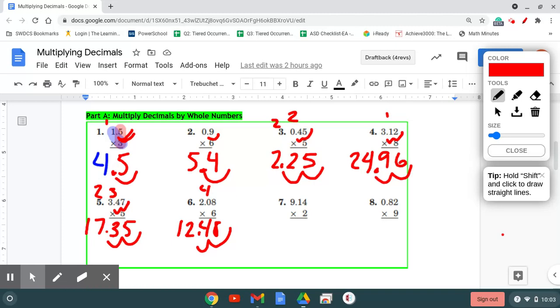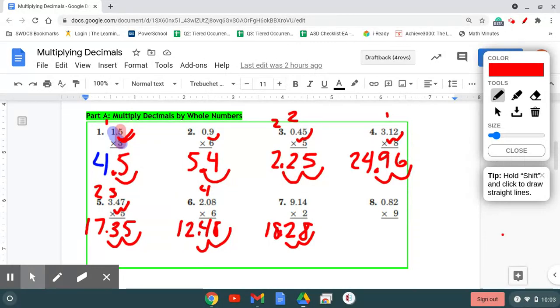All right, number 7. Do this one on your own. Hopefully you got it right. What is 4 times 2? 8. 2 times 1? 2. 2 times 9? 18. We had 2 spots over, so we're going to go 2 spots over. 18.28. That one was pretty easy because you didn't have to carry on any of those numbers.